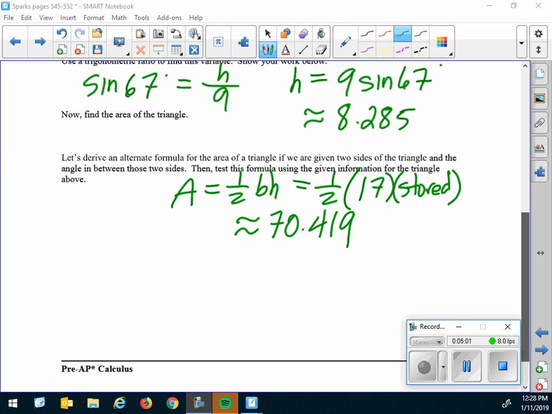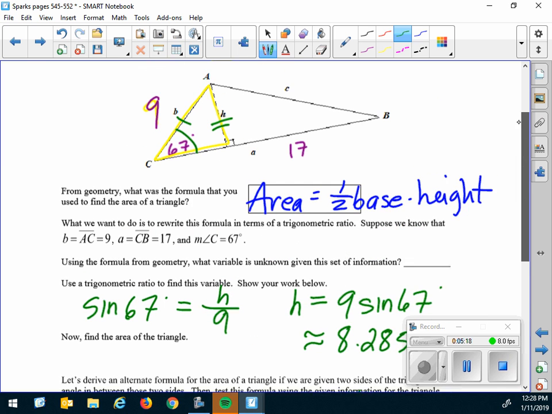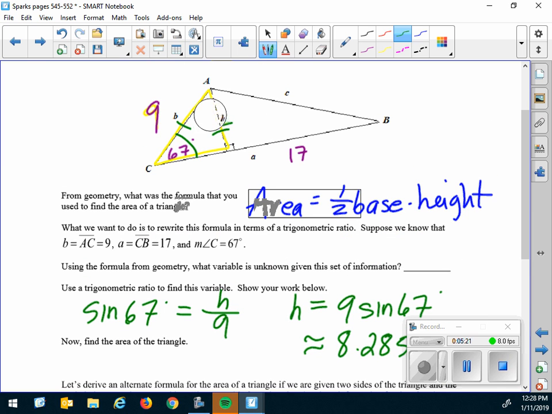Now you say, well, okay, that's all fine and good, but I want to show you a little formula where you could just do it all in one shot and not have to calculate h and then go find the area. What I want you to look at is the relationship between where these pieces are located. That was 9. This was 67 degrees. I've got this side here, this angle, and this side here.